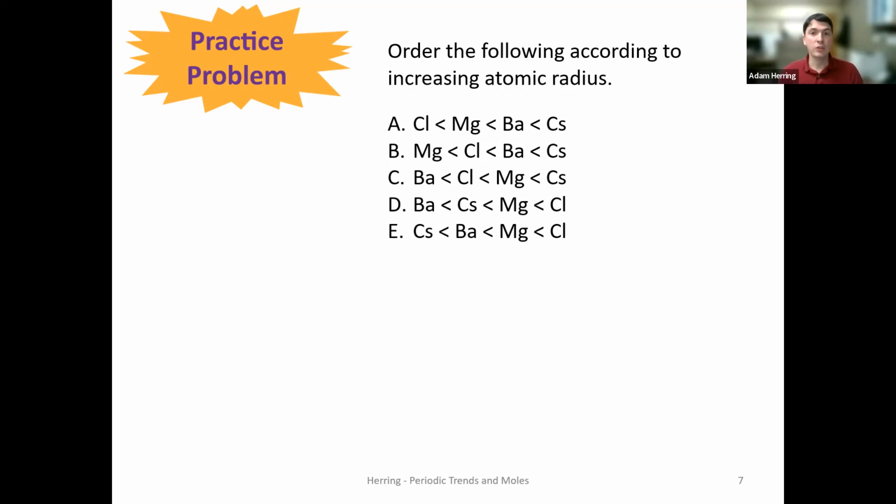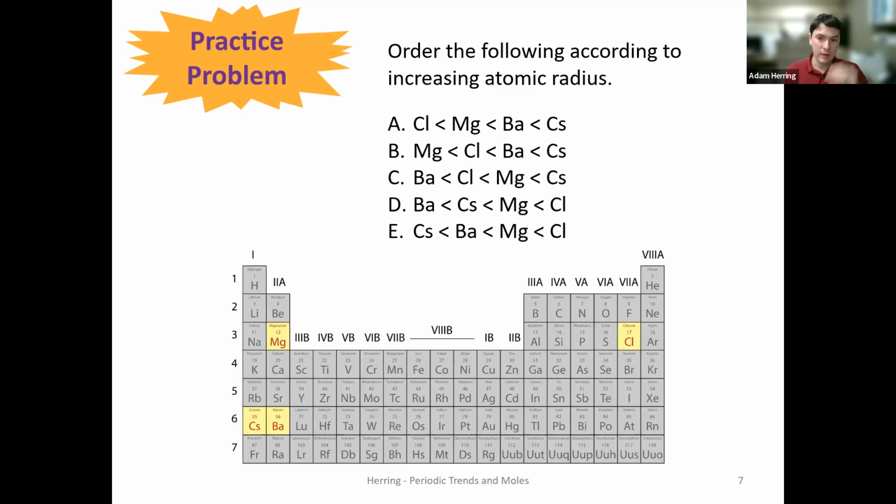Welcome back. So we want to order the following elements in order of increasing atomic radius, so from smallest radius to largest radius. In order to do this, you need to evaluate the periodic table and the location of those elements with respect to each other. What we can see here is that there are some comparisons that can be made because we have multiple elements in the same row as well as in the same column.